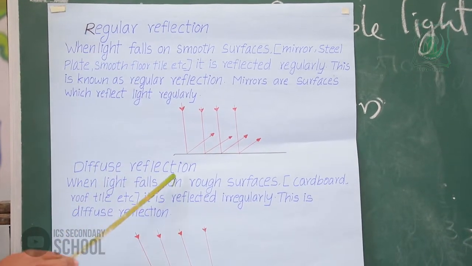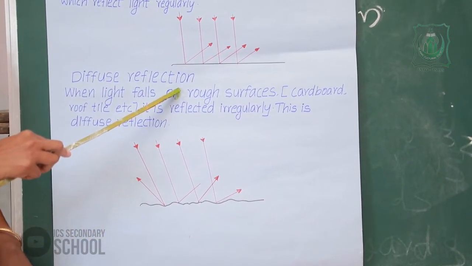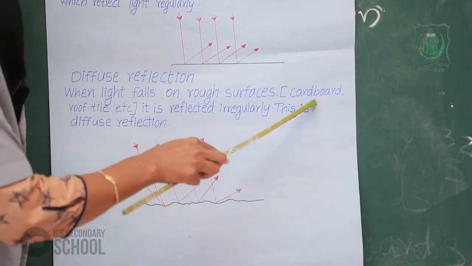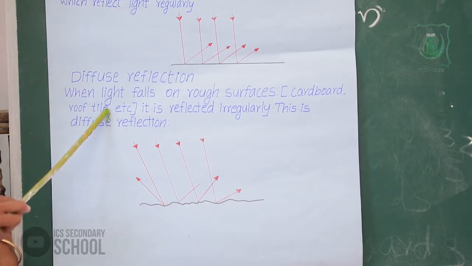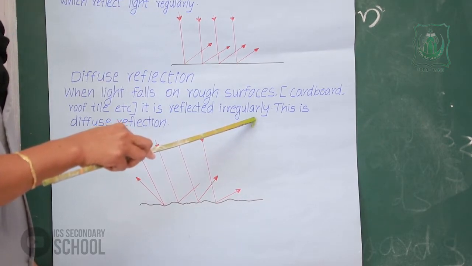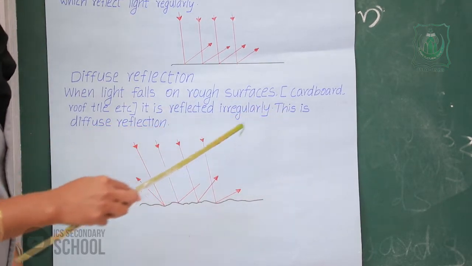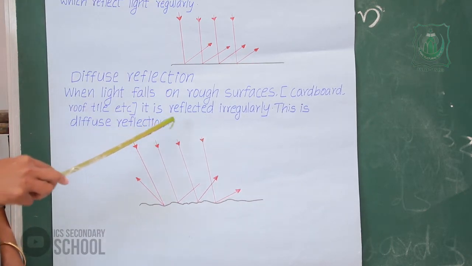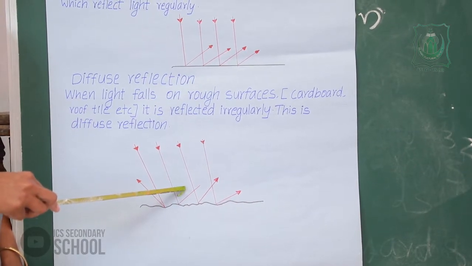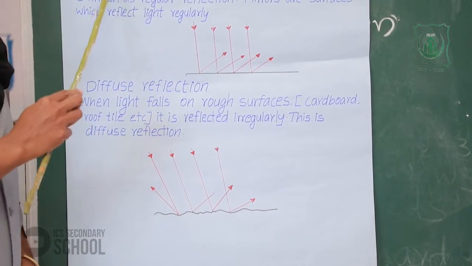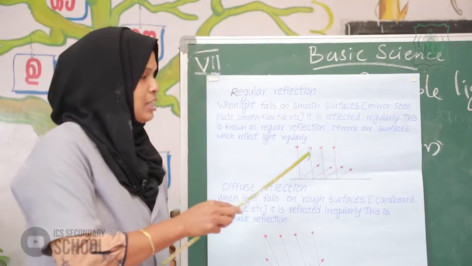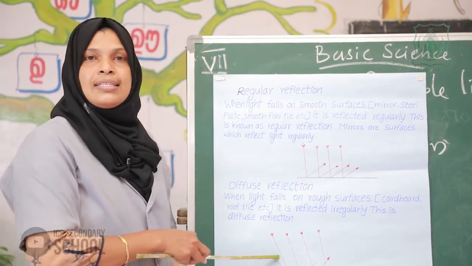Next, diffuse reflection. When light falls on rough surfaces like cardboard, roof tile, etc., it is reflected irregularly, and this is diffuse reflection. This picture indicates diffuse reflection. You should write these points and this picture also in your science diary.